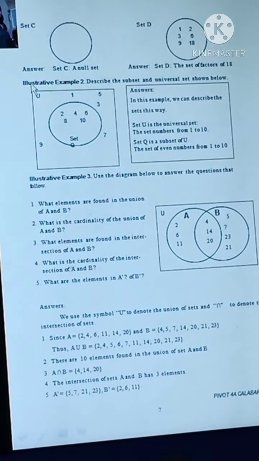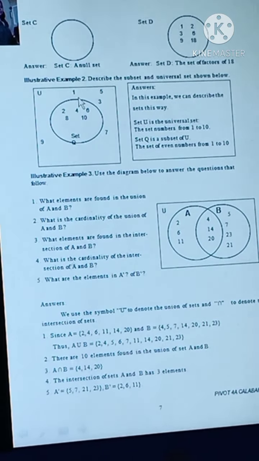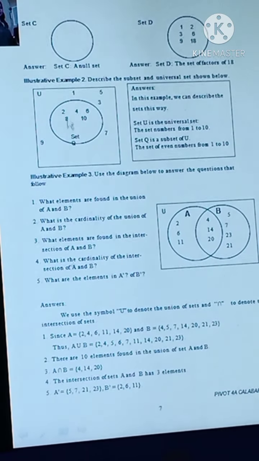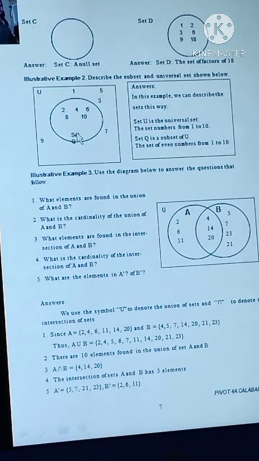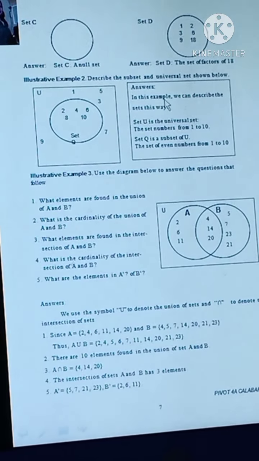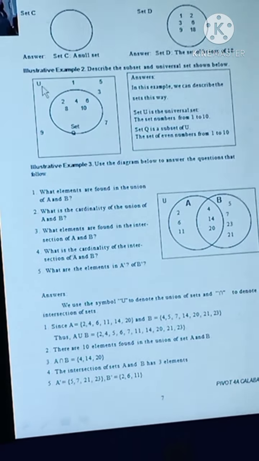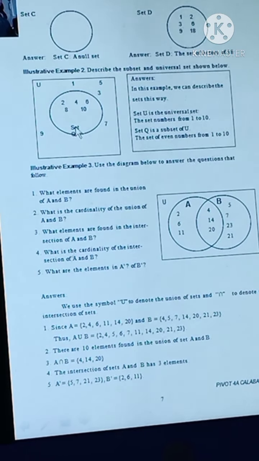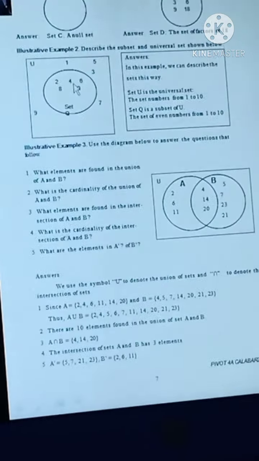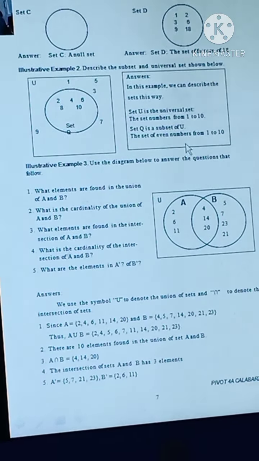Clear? Next, example number 2, describe the subset and universal set shown below. The universal set is found inside the box. Inside the box also is the subset, and inside the circle is the subset of U. So answer, in this example, we can describe the sets this way. Set U is the universal set. Then, set Q is a subset of U. Here, set Q inside is what we call the subset of U, the universal set. Okay? So, the set of even numbers from 1 to 10.